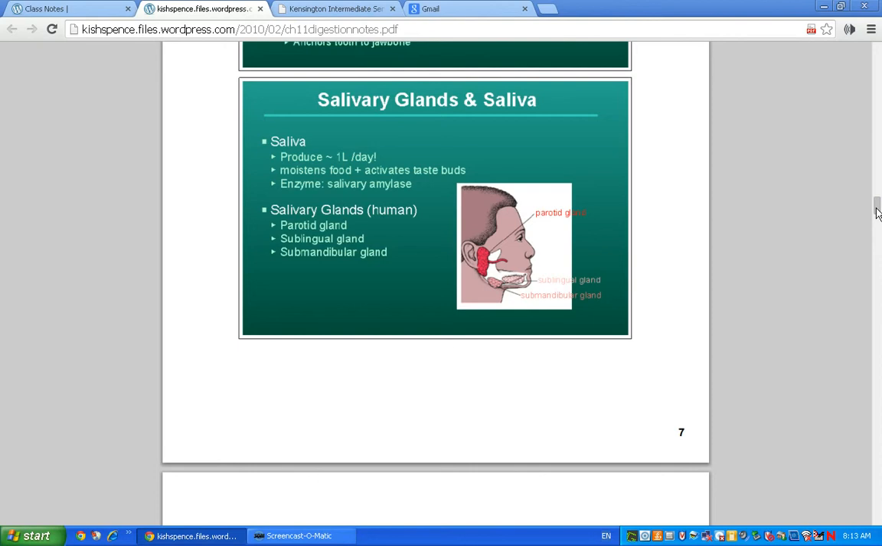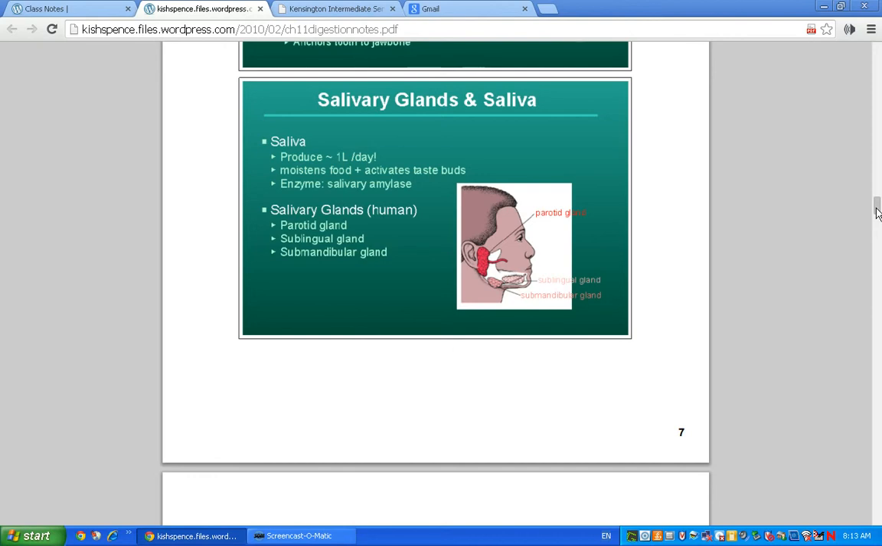We do produce a lot of saliva in a day. And in the saliva there's mucins, which help to moisturize the food. That might help with your assignment. The enzyme that's found in saliva is salivary amylase. So we'll talk today about salivary amylase and what it does.